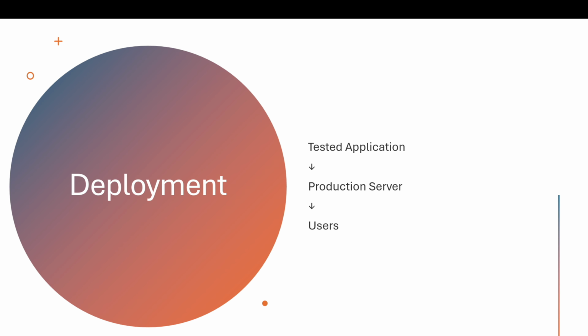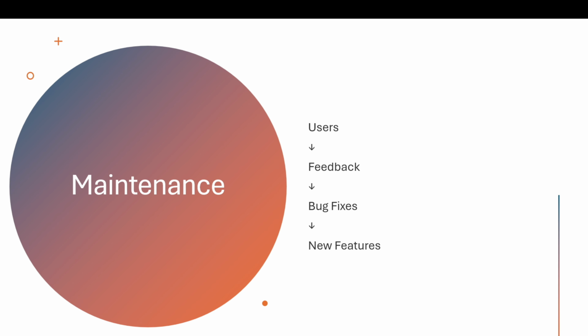In the deployment, the tested application goes to the production server and users. After testing is complete, the application is ready for the customers. They can use it. For example, when a new version of WhatsApp appears in the Play Store, that's called a deployment. Once the deployment is done, the last phase is the maintenance, with user feedback, bug fixes, and new features.